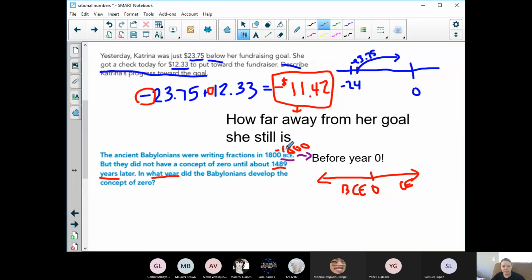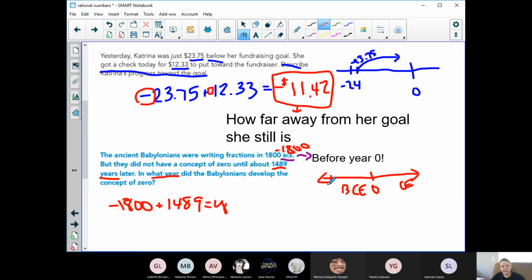So we're going to use these numbers to write our addition sentence. We're going to say negative 1800. Since it's BCE, we're going to represent it as a negative number, plus that 1489 years, and that's going to tell us our answer. So equals, we'll say y.